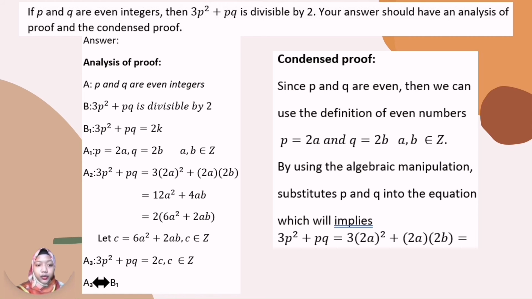From A, p equals 2a and q equals 2b, because we use the definition of even numbers. Hence, we just need to substitute into the equation. It will become something like this, and the final answer would be 6a squared plus root 2ab. Let's use another letter to represent the numbers inside the bracket. Let c equal 6a squared plus root 2ab. Hence, 3p squared plus pq equals 2c. This question has been proved, and the final answer is this.